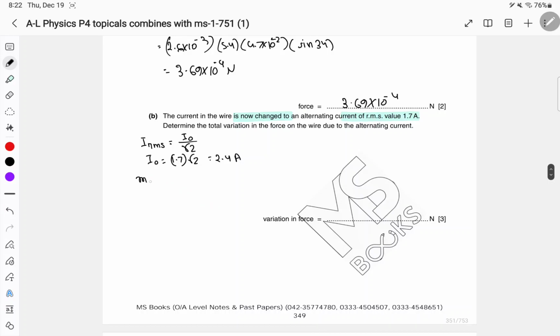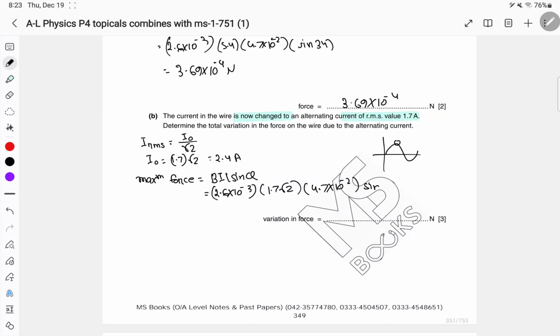So we can say the maximum force will be, because for the maximum amplitude, for the maximum current, we'll have a maximum force, which is BIL sine theta. B is 2.6 × 10^-3 for a current of 1.7 root 2, length 4.7 × 10^-2, and sine 34. It will give a value of 1.64 × 10^-4 Newton.